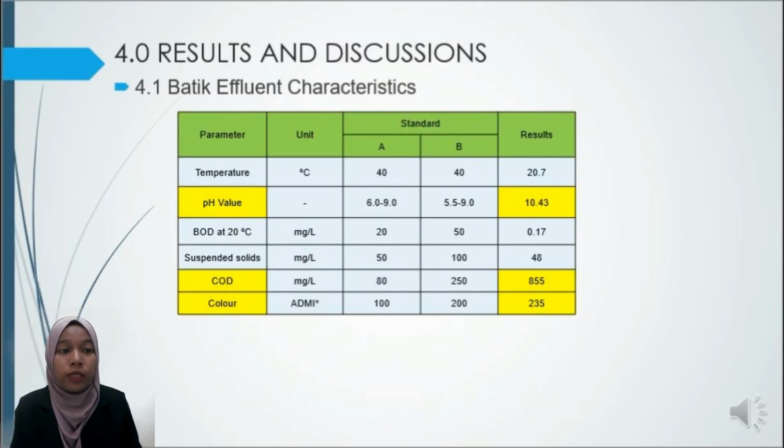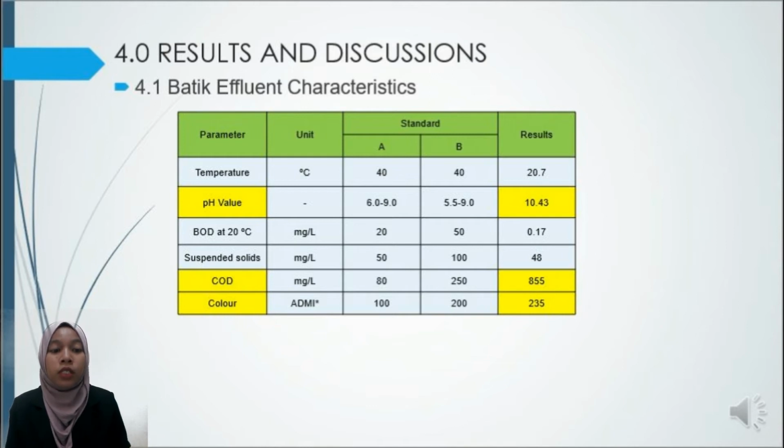Now I will explain the results and discussion. First, the Batik effluent characteristics. From all the parameters, only 3 parameters show a high value, which is the pH value 10.43, COD value 855 mg per liter, and a color 235 ADMI. So these 3 parameters were chosen to be treated using sugarcane bagasse.